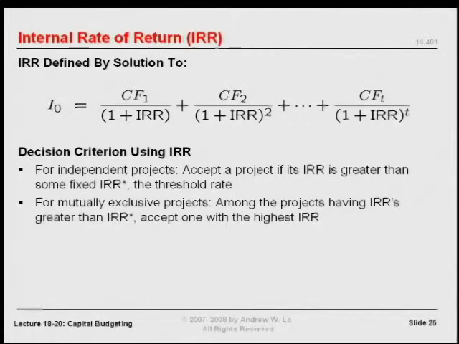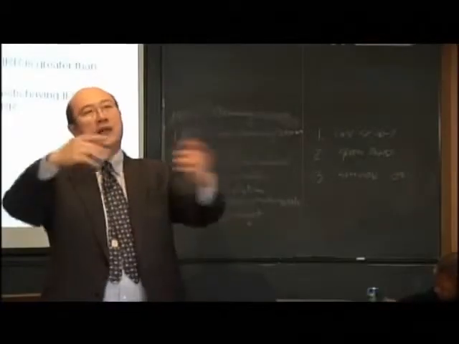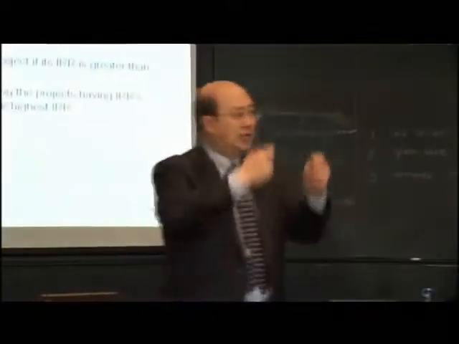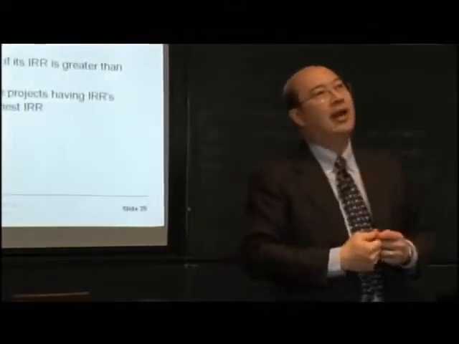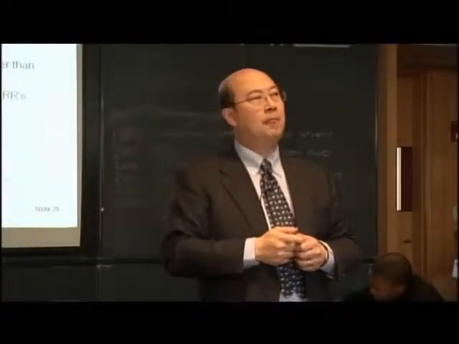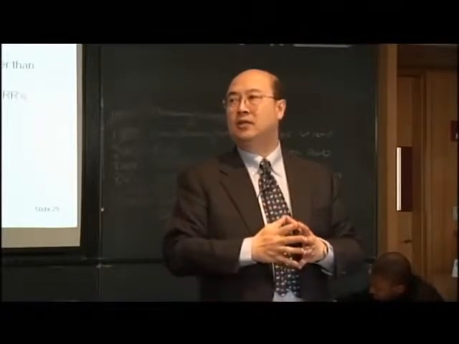CF1 through CFT are the cash flows you're getting from the project. And the IRR is that yield or rate of return such that it makes the project break even. In other words, the present value of the future cash flows is equal to the amount of investment you put into it at that IRR rate of return. Any questions about that definition?